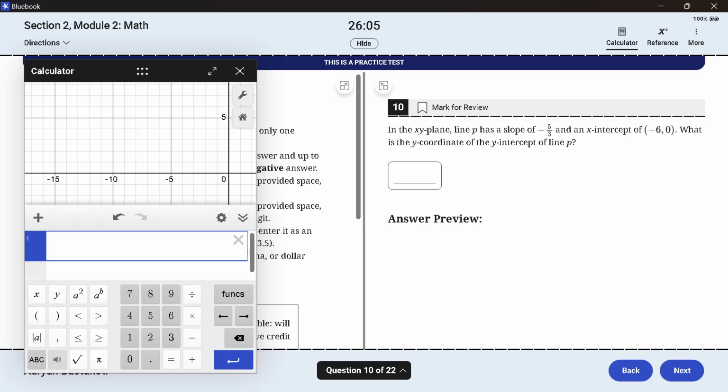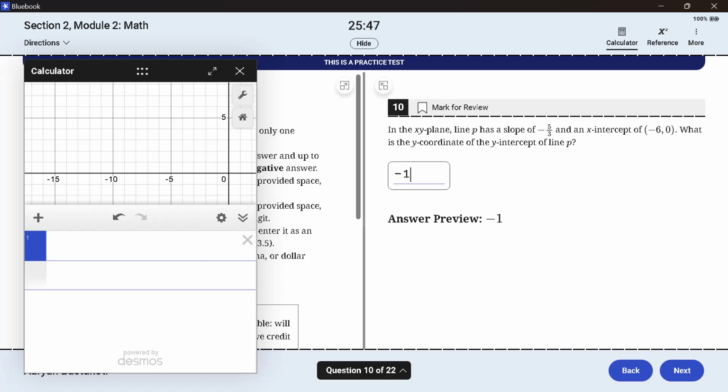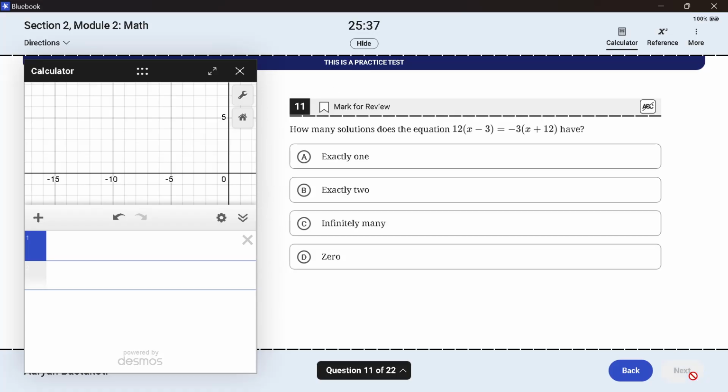And for the y-coordinate of the y-intercept, we have x as 0, so -5/3 times (0 + 6) is -5/3 times 6, which is -10. So -10 is the y-intercept. Yeah, I need to check it again, so I'm just marking it for review right now.